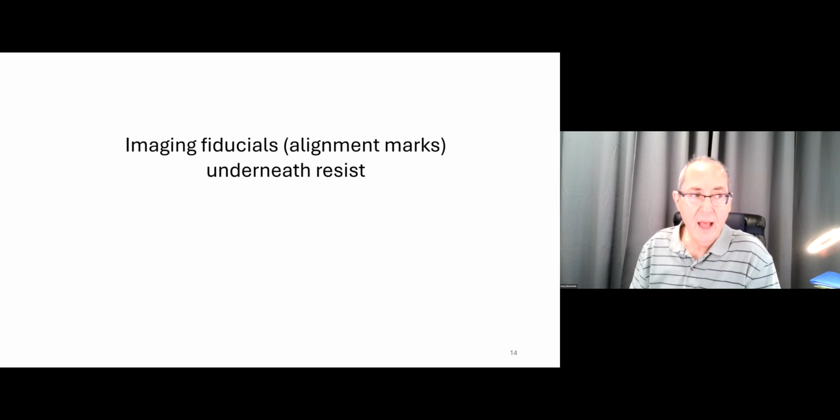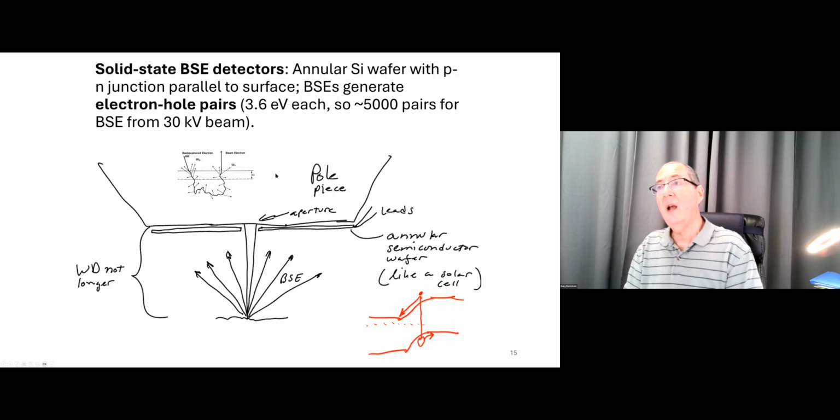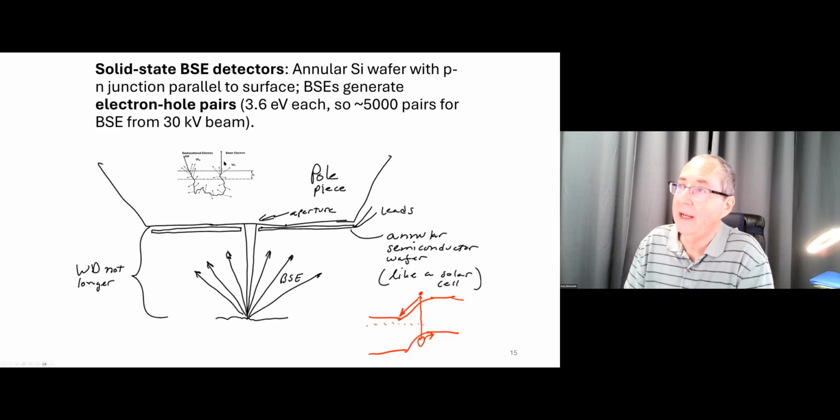I want to talk about the alignment marks, the fiducials that you need to align one layer to the next layer. So this is imaging fiducials or alignment marks underneath resist. Your fiducials are underneath your resist, and we need to have a short conversation about backscattered electrons. As a reminder, here's your primary beam, and they rattle around inside your substrate. This is not a resist layer. I should have deleted this from this picture. Ignore the 5 lambda in this dashed line.